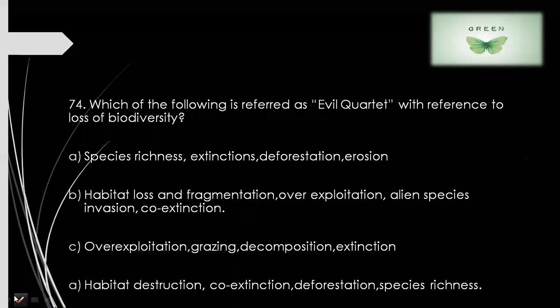In the last class we discussed which of the following is referred to as the evil quartet, which refers to the loss of biodiversity? Species richness, extinction, deforestation, erosion. Everyone noticed the answer very quickly. That is overexploitation. No, who said C? Sorry, it's B. The evil quartet are habitat loss and fragmentation, overexploitation, alien species invasion, and co-extinction. The answer is B.